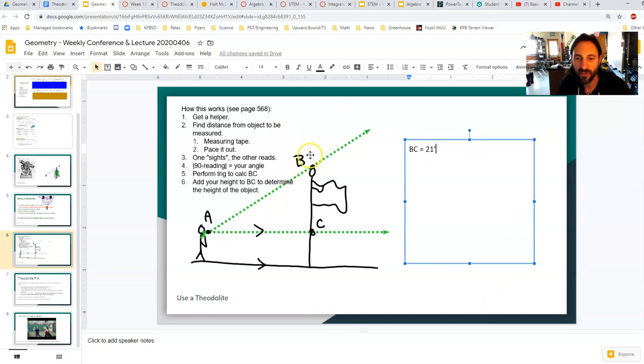Now, that's not the height of the flagpole. That's the height from the top of the flagpole to my eye level. And again, I'm 5'8", but my eyes are probably about 5 foot. So I'm going to add my eye height, or my entire height, to it. And then I would say, oh yeah, the flagpole is 26 feet tall. I hope that helps, because you definitely have to know how to do this in order to do the performance task.